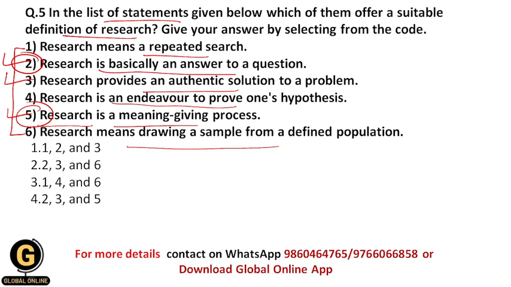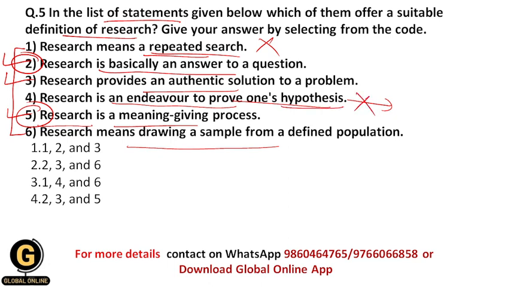And research is not only a repeated search. This is not only a repeated search, so this gets eliminated. As well, research is not only an endeavor to prove one's hypothesis, because sometimes, in some cases, a hypothesis is not required. For example, in descriptive research, a hypothesis is not required, and that's why research can't be about proving the hypothesis of descriptive research, because the hypothesis is not there. So again, this is not the definition of research, so this gets eliminated.